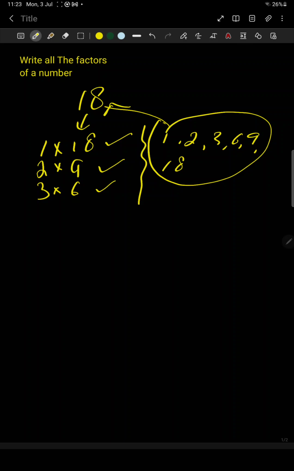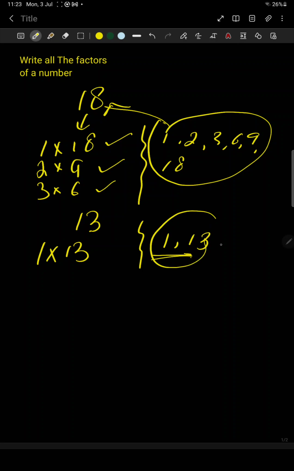Similarly, write the factors of 13. How can we divide this in the form of a product? For example, 1 into 13. Is there any other way we can write 13 in the form of a product? No, there is no other way. So the factors of 13 are 1 and 13. These two are the factors of 13.